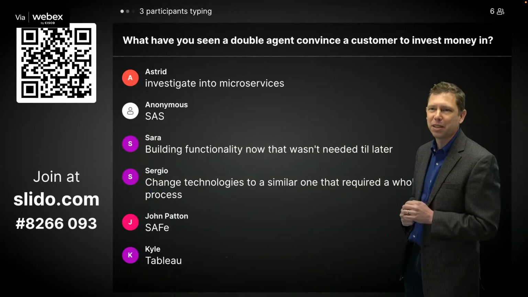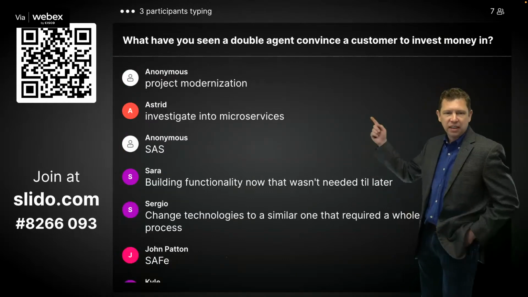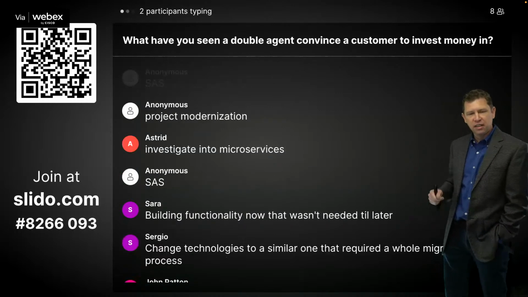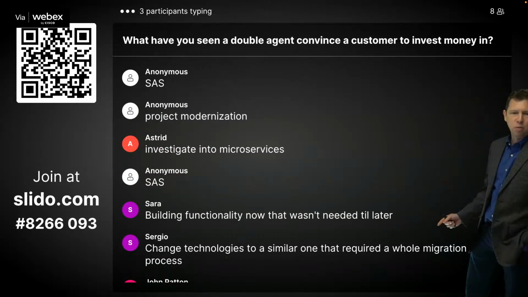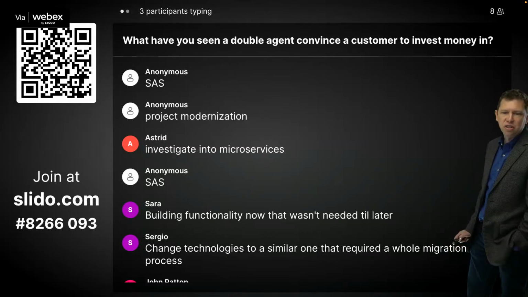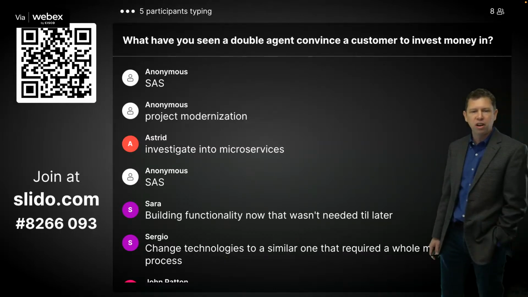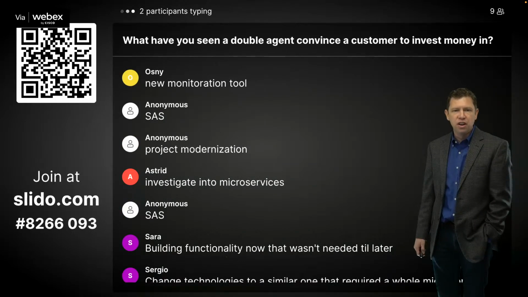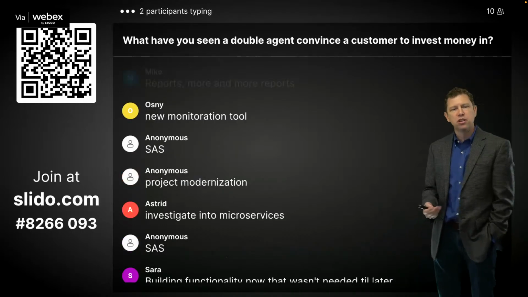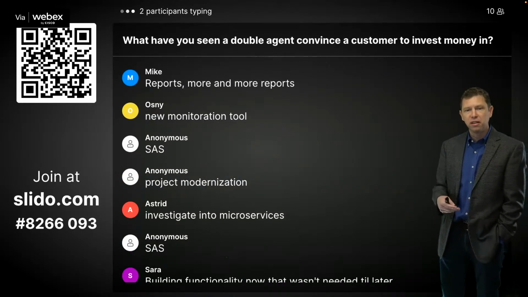Yes, that's possible. Okay, investigate into microservices, product modernization, software as a service, building functionality that wasn't needed till later, changing technology to a similar one that required a whole migration process, a new monitoring tool, probably a new way to monitor stuff.